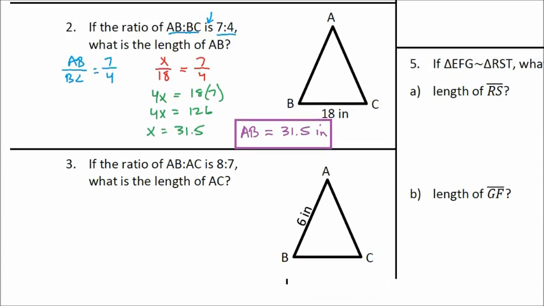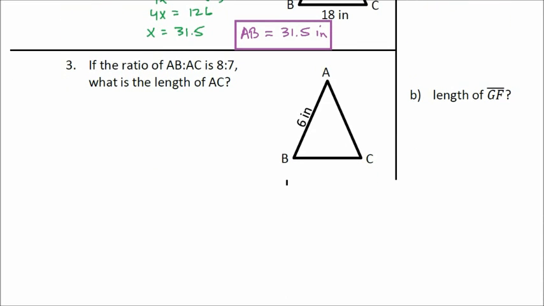Same kind of problem. You should try to work this out on your own before you watch me work it out. Try it and then check your work and see if you're getting the correct answer. All right, again, I have a ratio. This is AB over AC, and it says that is equal to the ratio 8 over 7. I know AB is 6. AC is my unknown side, and that's going to equal 8 over 7.